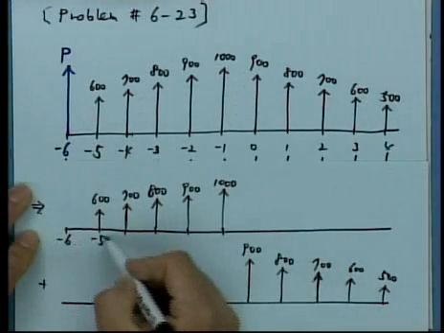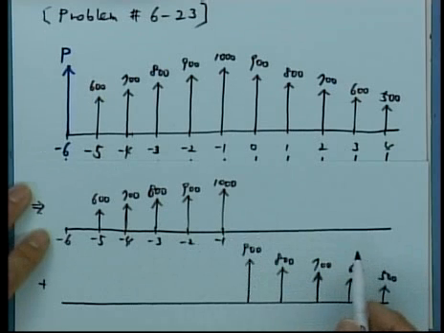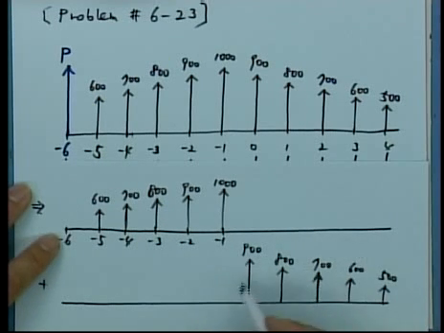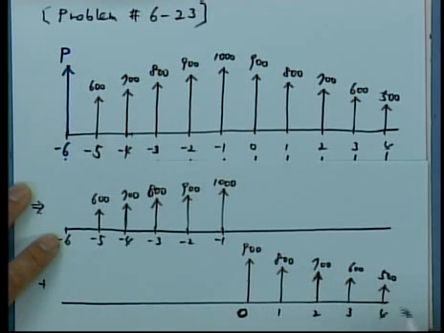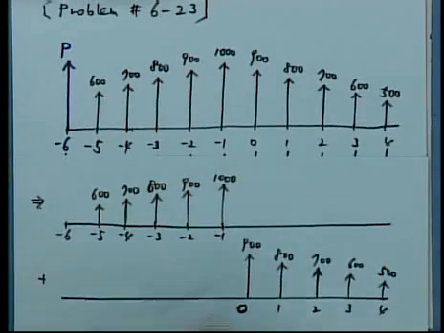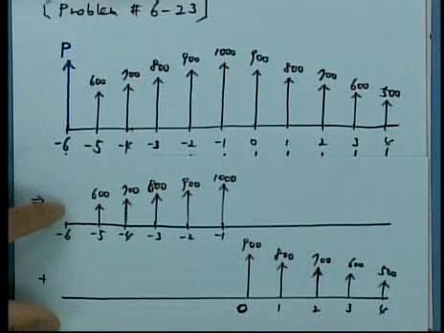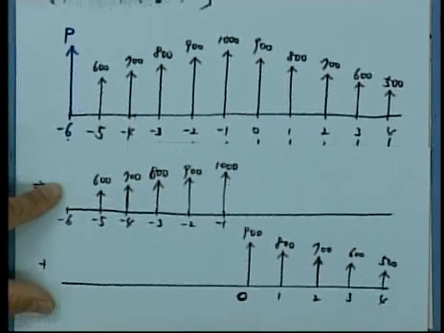Negative 6, 5, 4, 3, 2, 1. And negative, no, this is 0, 1, 2, 3, and 4. Okay? So this positive cash flow can be broken into these two components. Okay?